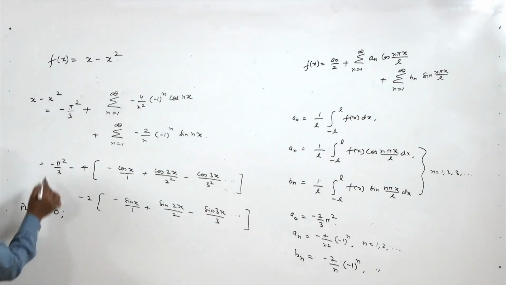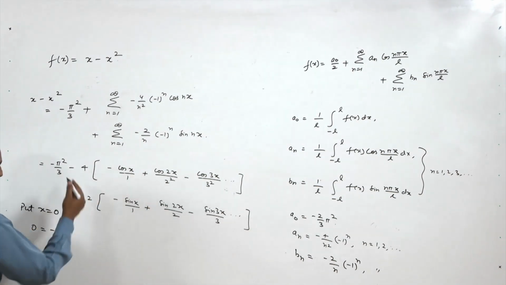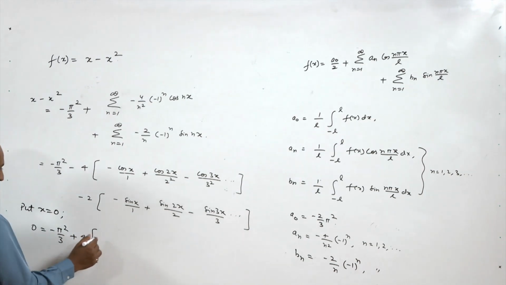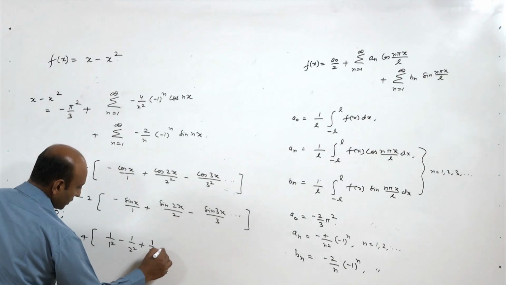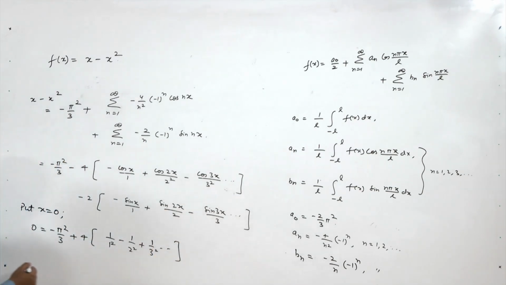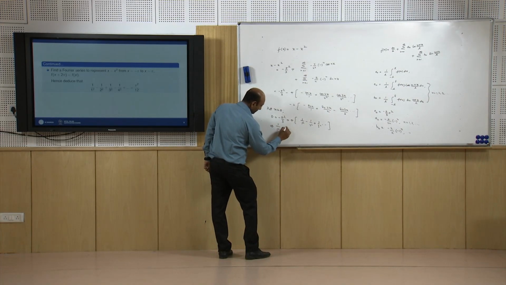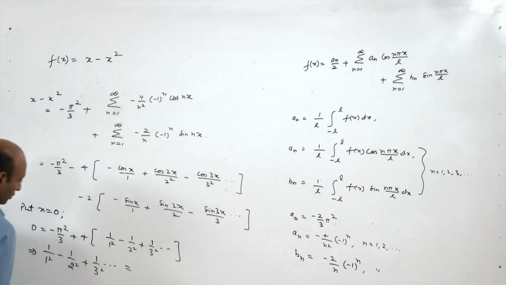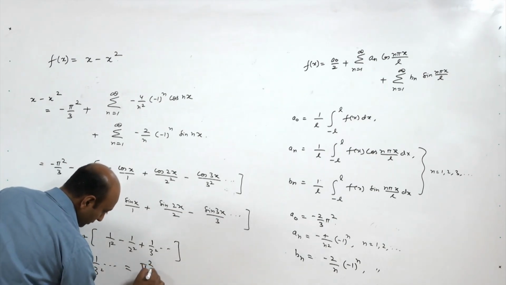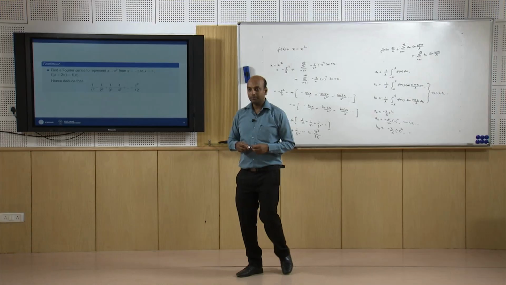So, when you put x equal to 0, the left hand side is 0. It is minus pi square by 3, take minus common from here, it is 4 times 1 by 1 square minus 1 by 2 square plus 1 by 3 square and so on, and this is 0. So, what will be the series? It is nothing but 1 upon 1 square minus 1 by 2 square plus 1 by 3 square and so on, equal to pi square by 3 will go here, divided by 4, so it is pi square by 12. So, hence this result can be obtained.